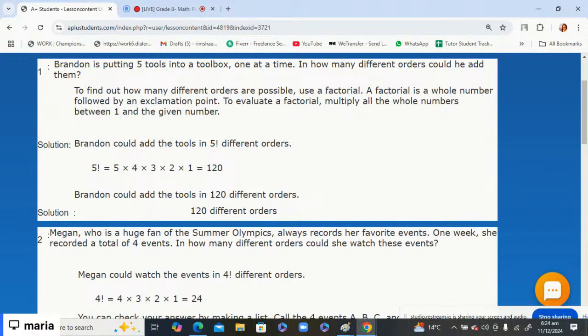There are 5 tools, and those 5 tools can be arranged in 120 different ways. This is what we find by using the method of permutations. Do you understand this? All right. In the next question, let's see.